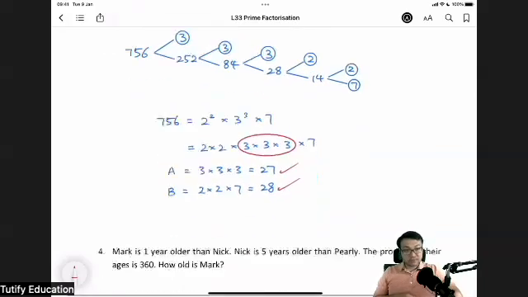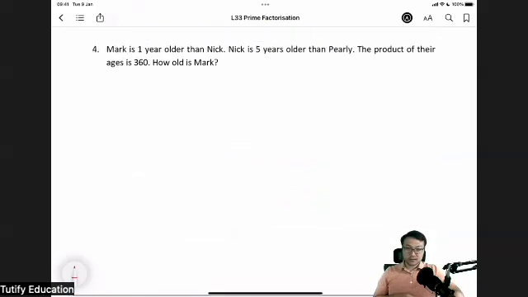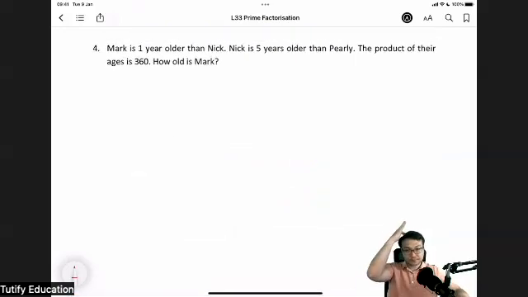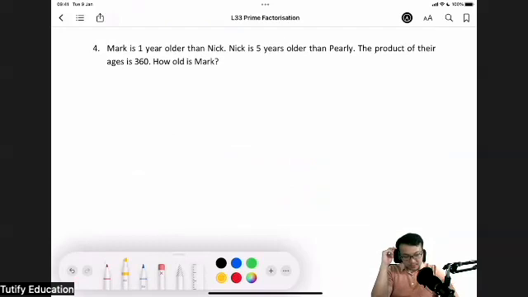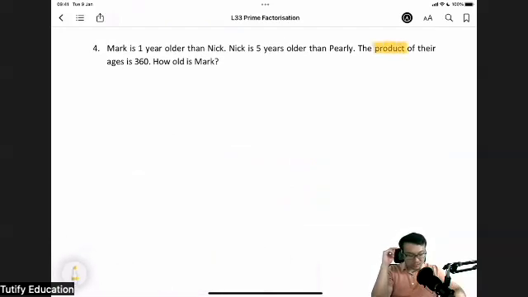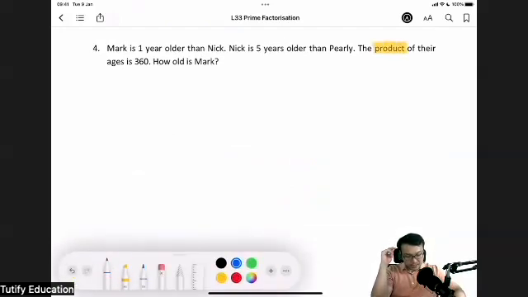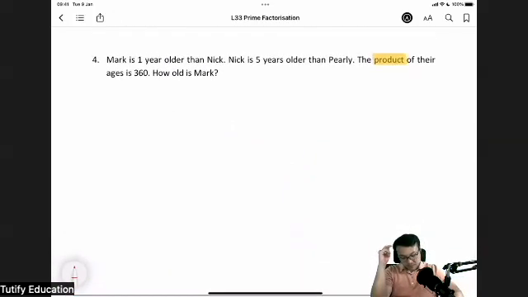Moving on to question 4. Now, in question 4, there are 3 people, right? There is Mark, there is Nick, and there is Pearly. Again, they are talking about product. That means you multiplied all the ages together. So for example, what happened in the question? You took Mark's age, multiplied by Nick's age, multiplied by Pearly's age, and you got 360 here.